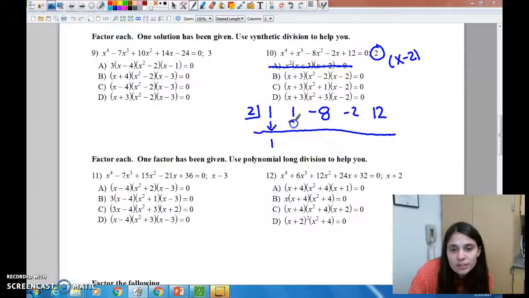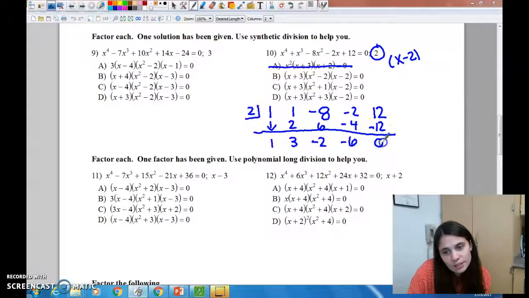1 times 2 is 2. 1 plus 2 is 3. 3 times 2 is 6. -8 plus 6 is a -2. -2 times 2 is a -4. -2 plus a -4 is -6. -6 times 2 is a -12. 12 plus a -12 is 0.